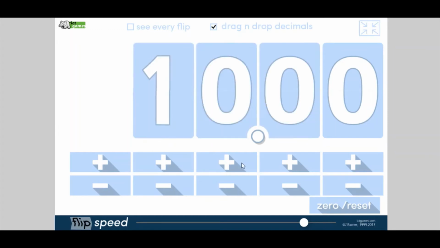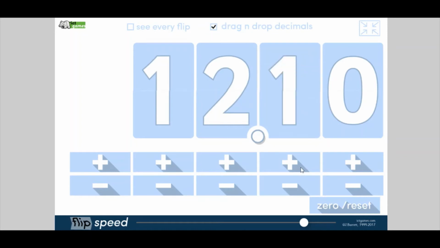Okay, so we could have the number 12.13, for example, 12.13. So these are our tenths, these are our hundredths for our decimal places.